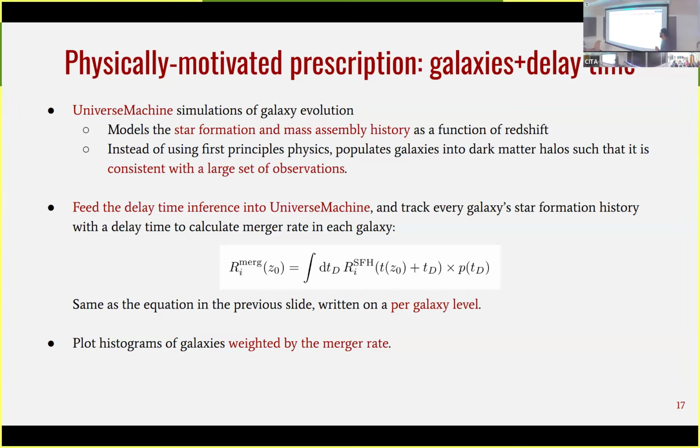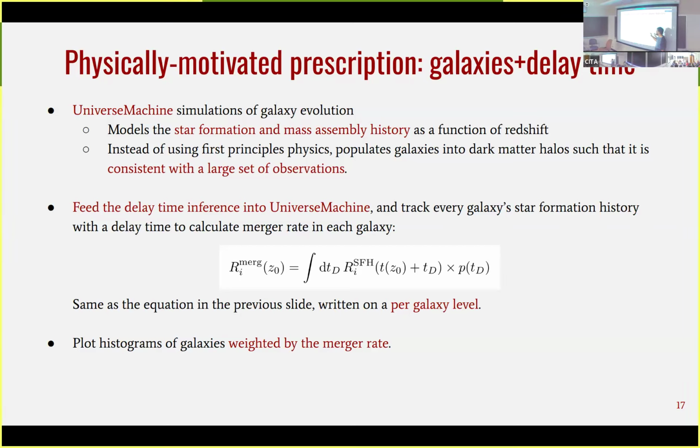Right. And then what we can do is take each individual galaxy in this mock simulation and track every galaxy's star formation history with a delay time. And this is basically what we are doing in the mathematical form. And this, mind you, is the same equation as the equation that I mentioned a few slides before, except that that was written on a global level, or an integrated star formation history across all galaxies, whereas this is written on a per galaxy level.